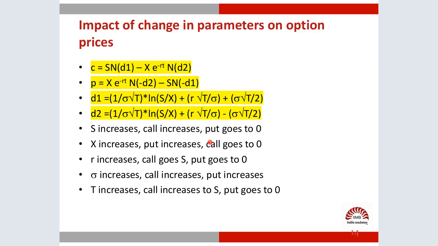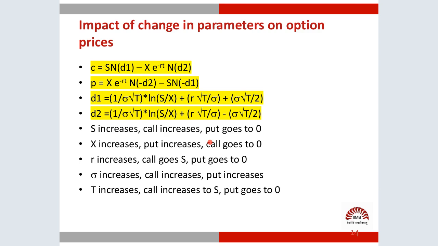Now, I don't have too much of a problem with it. Normally I would have a huge problem with that, but in this context, I will not have too much of a problem. I will get away with it. And how do I get away with it? The way I get away with it is this. If D2 goes to plus infinity, N(D2) goes to 1. If D2 goes to minus infinity, N(D2) goes to 0.